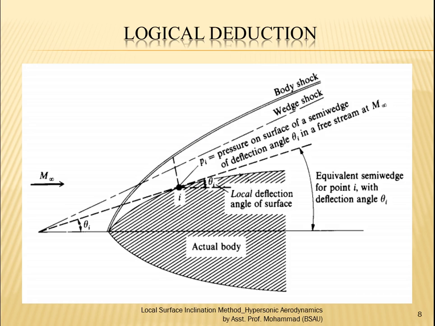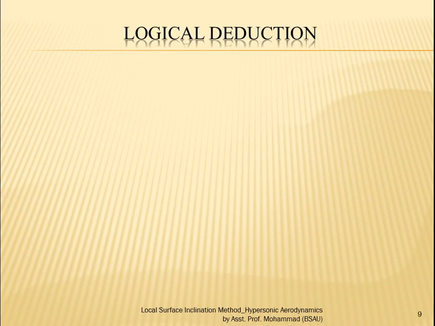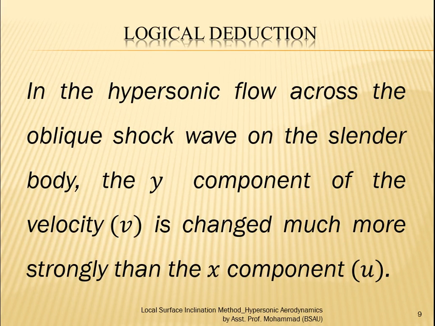Now being well aware of this situation, we try to state a fact, which is a fact actually, but we'll see this later. Let me make the statement that in the hypersonic flow across the oblique shock wave on the cylinder body, the y component of the velocity v is changed much more strongly than the x component u. Let me read it again for you. In the hypersonic flow across the oblique shock wave on the cylinder body, the y component of the velocity v is changed much more strongly than the x component u. What does it mean actually?